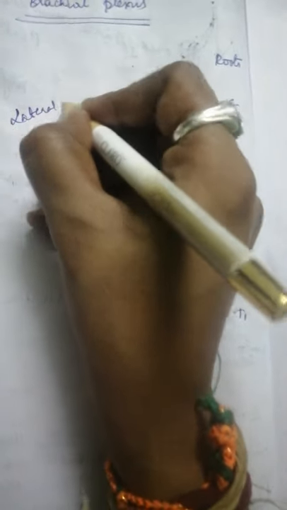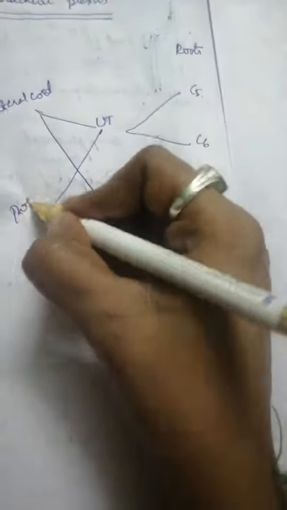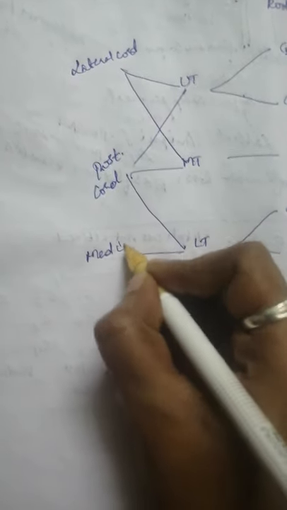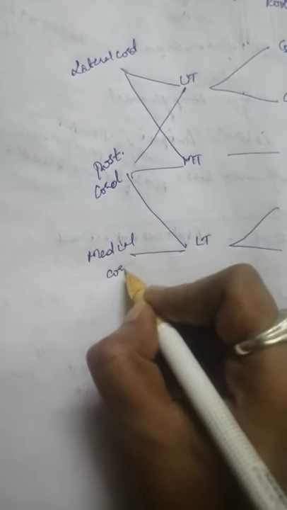Lateral cord, upper trunk and middle trunk form it. Posterior cord, formed by all trunks. Lower trunk forms medial cord. Now we have branches. To remember the branches, I have a mnemonic.